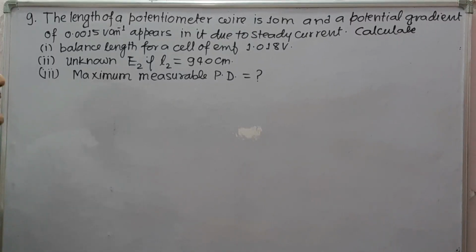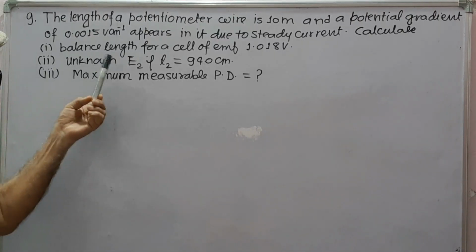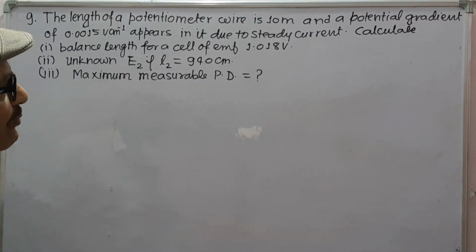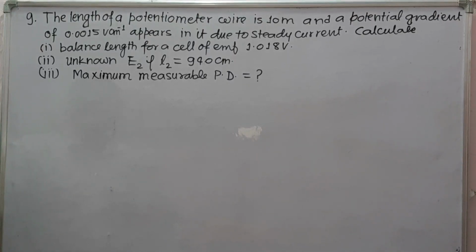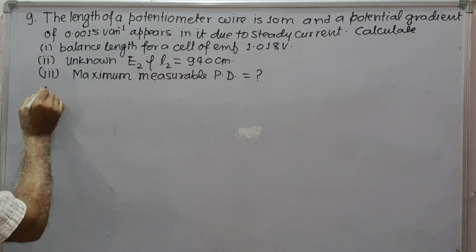The length of a potentiometer wire is 10 meter and a potential gradient of 0.0015 volt per cm appears in it due to steady current. Calculate balance length for a cell of EMF 1.018 volt. Second, unknown EMF E2 if balance length is 940 cm. Third, maximum measurable potential difference. Solution.